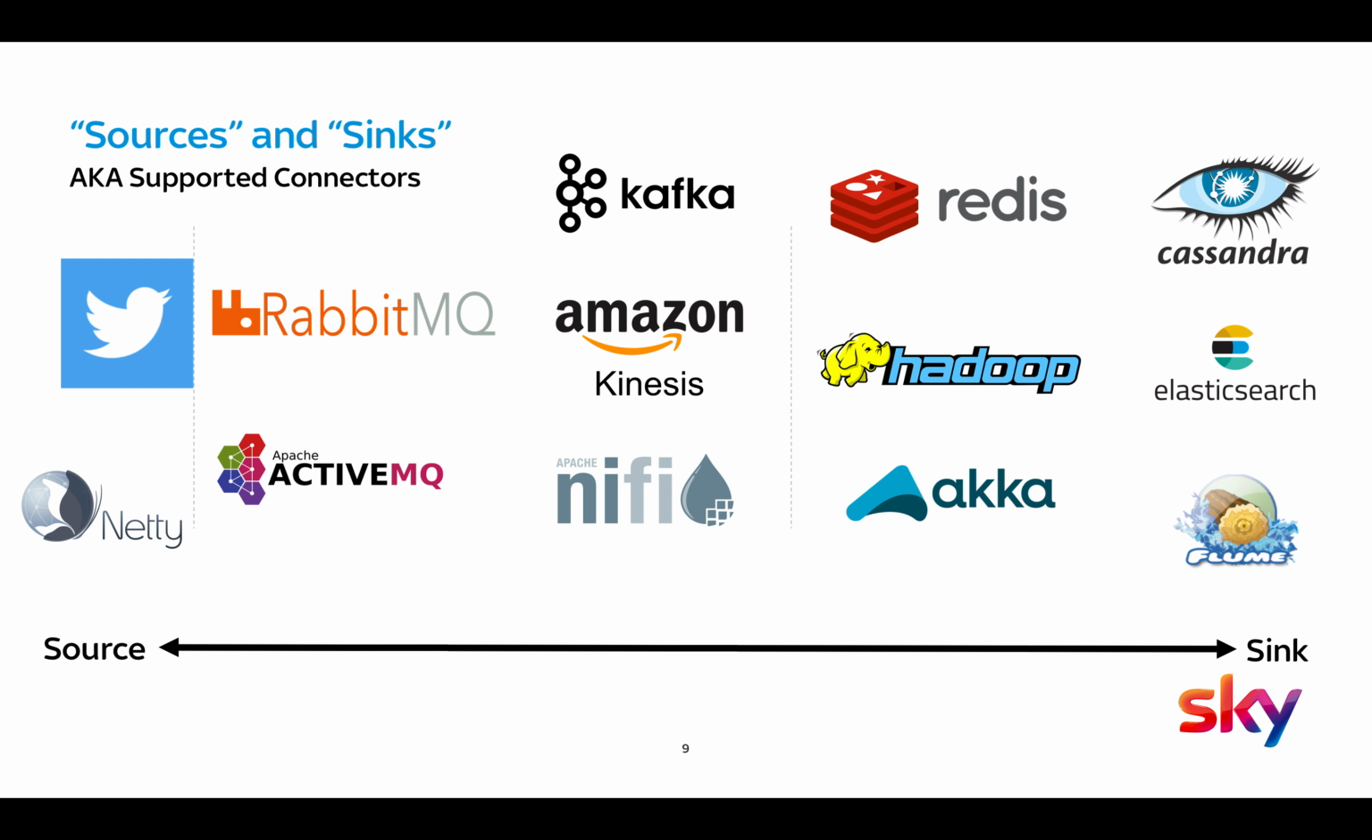So in the middle, we have things that can be both sinks and sources. On the left, things that can be sources only. In other words, they can only be the source of one of your Flink streams. And then obviously on the right, we have things that can only be sinks.